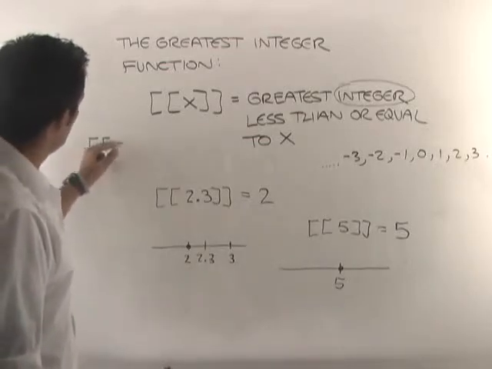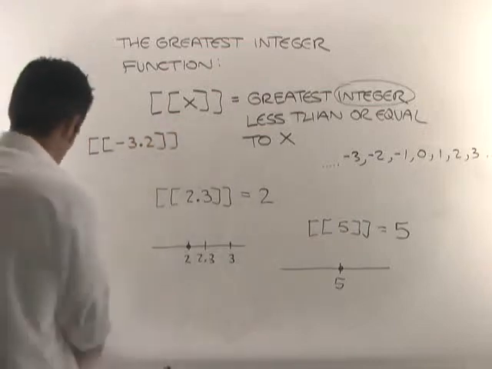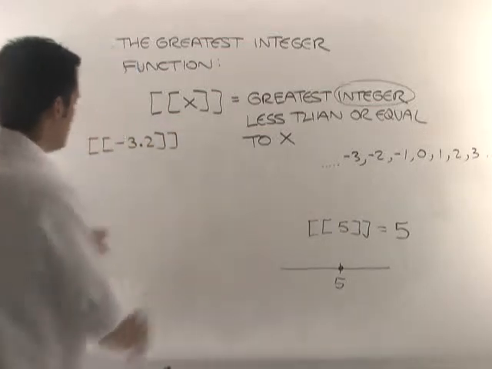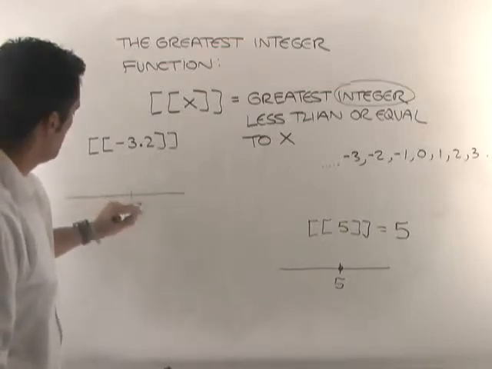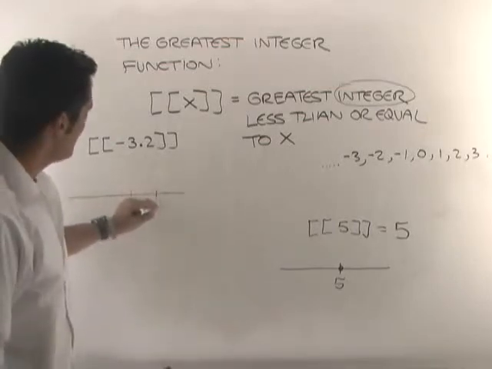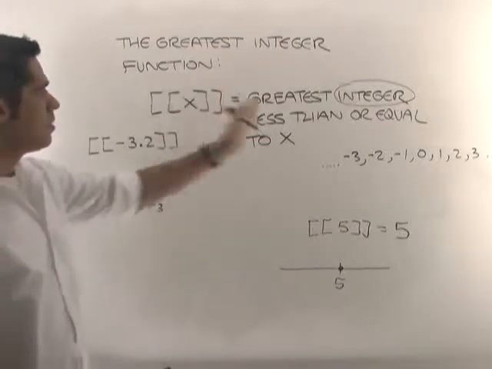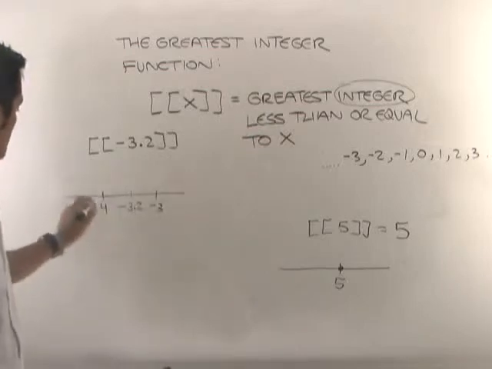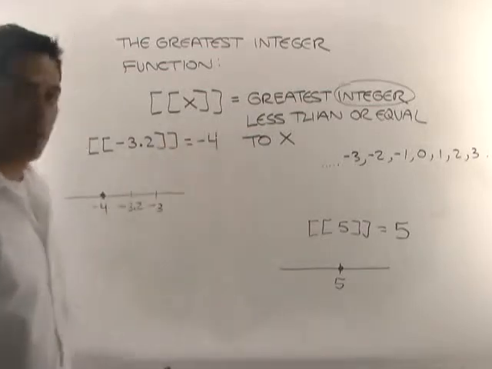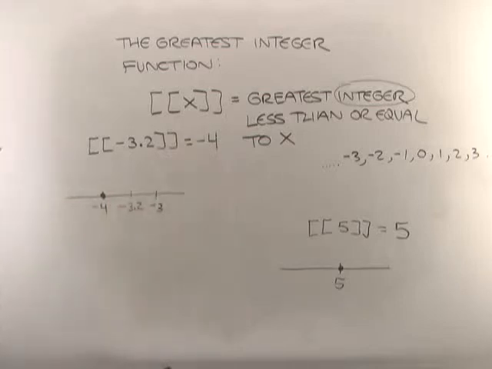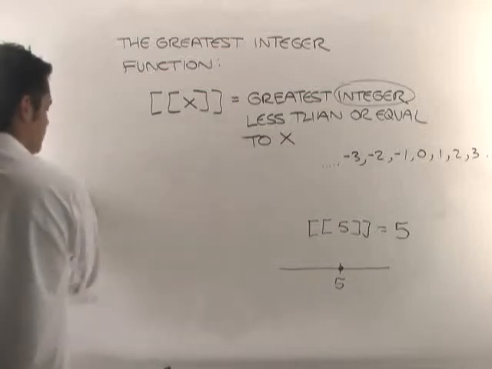The greatest integer of -3.2. This one's a little tricky. The best thing to do is to get a number line. Here's -3.2. The number to the right of it is -3, and the number to the left of it is -4. And since we're looking for the greatest integer less than or equal to it, we're looking at the one to the left, so the answer here is actually -4. That's a little tricky. Okay, now getting to the graph of this, let me go ahead and erase this.